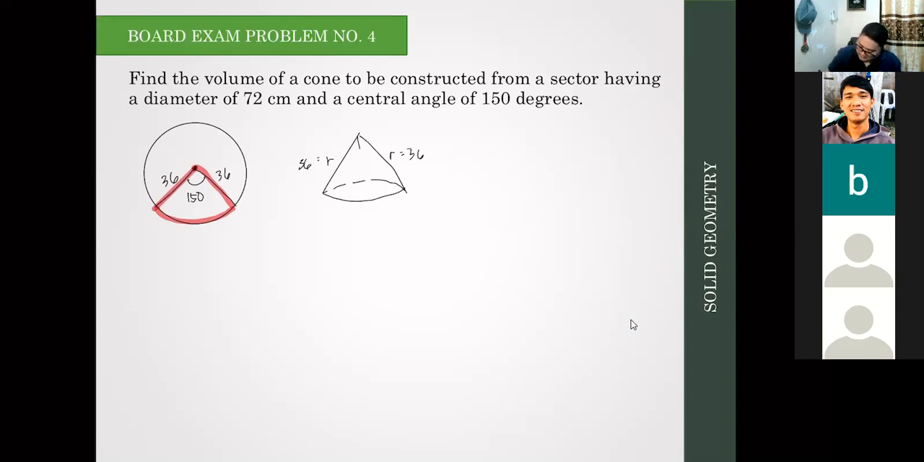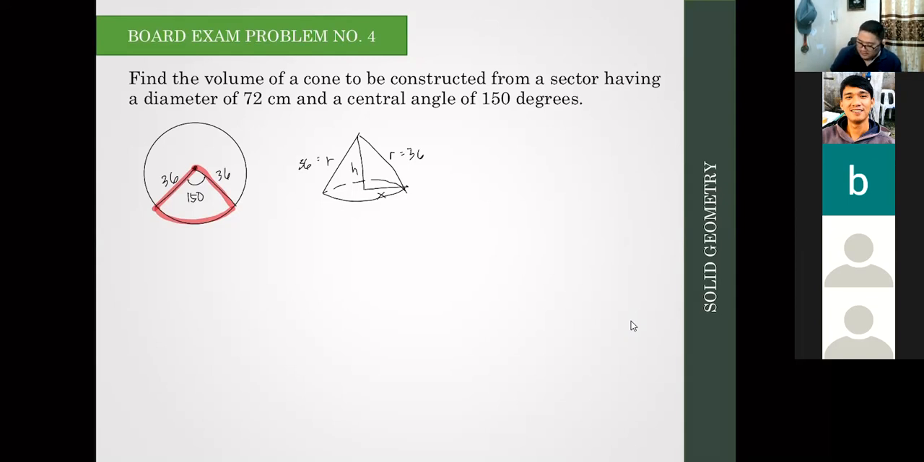Okay? Hindi natin alam yung height niya. Hindi pa natin alam yung height. Hindi natin alam yung magiging radius ng base ng cone natin. So, tawagin natin X na lang tong side na to.